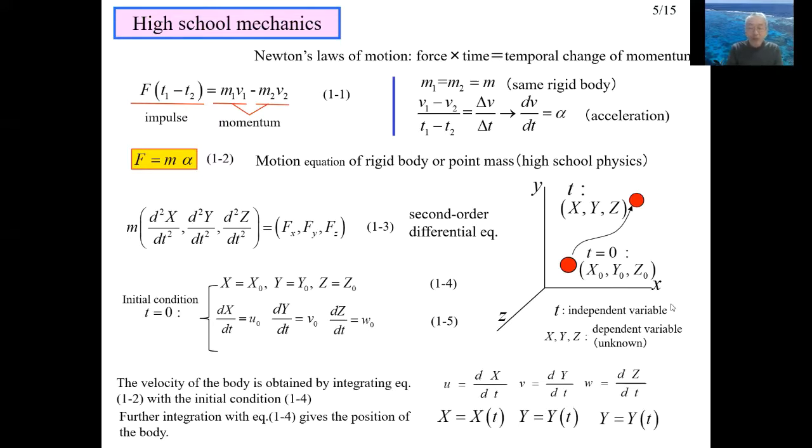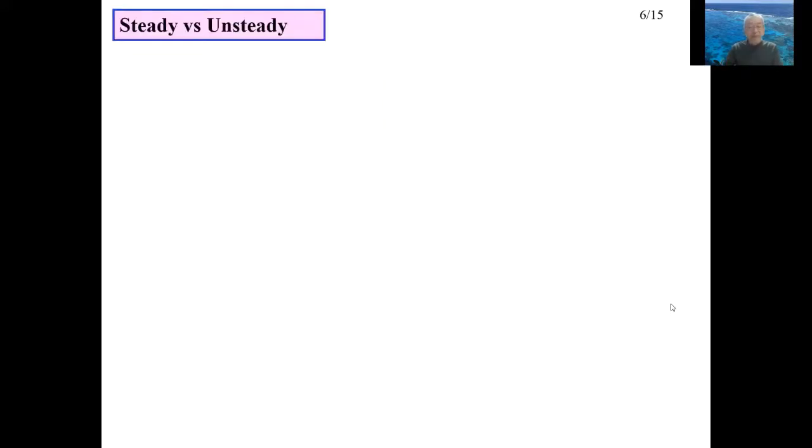But the motion of the fluid is not so simple because the fluid is partially deformed during the motion, and deformation involves force. This problem is not lectured in high school physics. The theme of Lecture 8 and 9 is how to formulate the equation of motion of a deformable medium such as a fluid. Before explaining the equation of fluid motion, I will speak about steady and unsteady fluid motion.